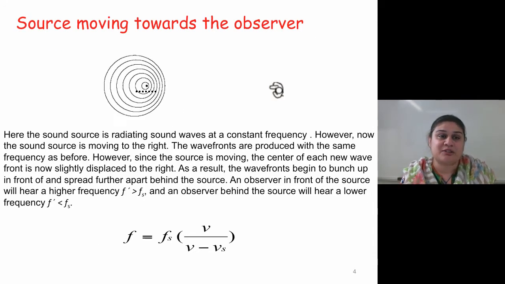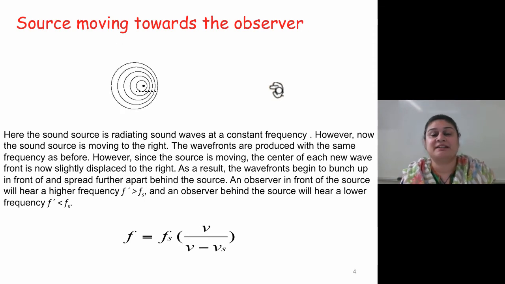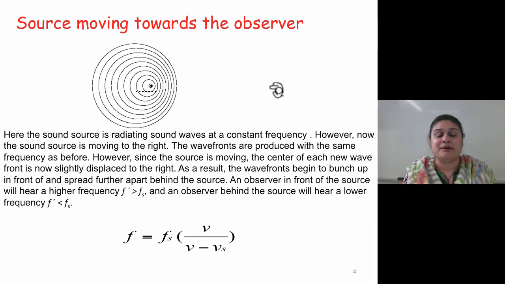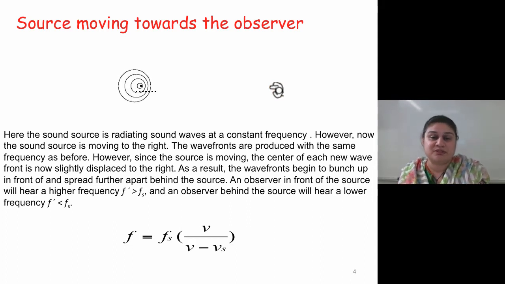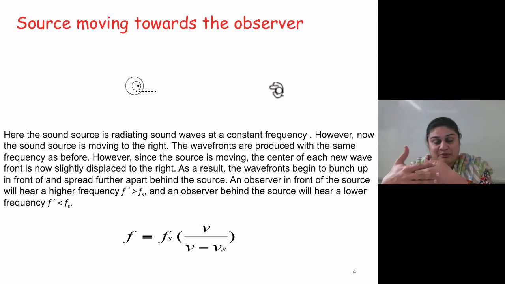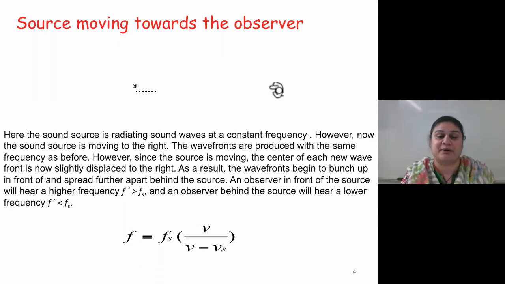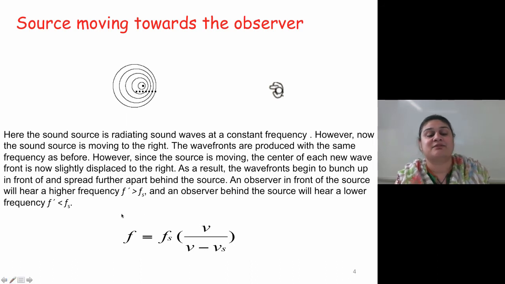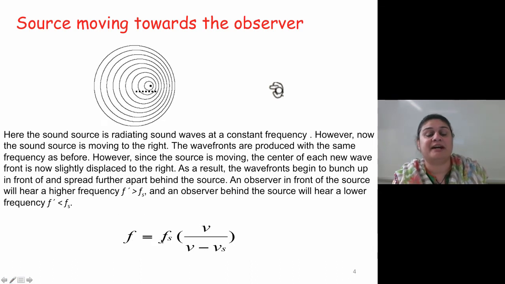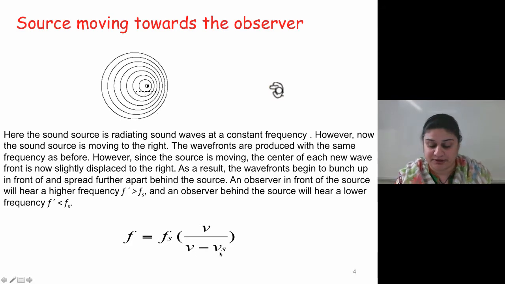Now, in a situation when the source is moving towards the observer, the sound source is radiating sounds at a constant frequency. However, now that the sound source is moving to the right, wavefronts are produced with the same frequency as before. So the wavefronts will collect at the front and spread out at the back. In this case, the frequency shift will be given by f equals fs times v over (v minus vs).